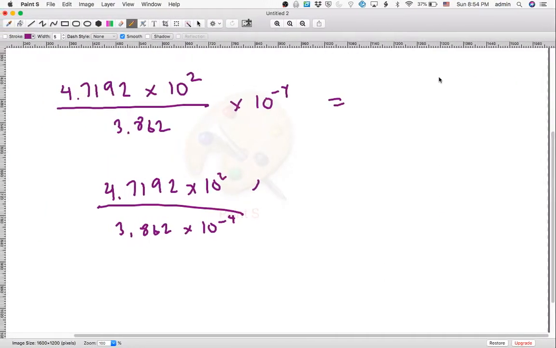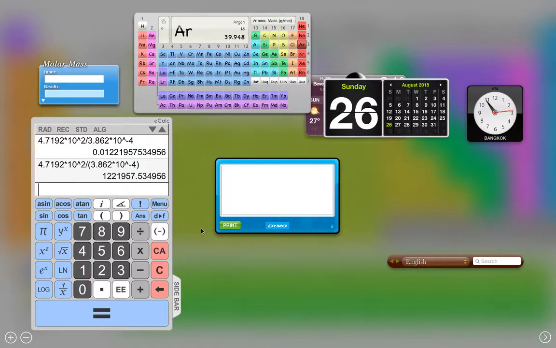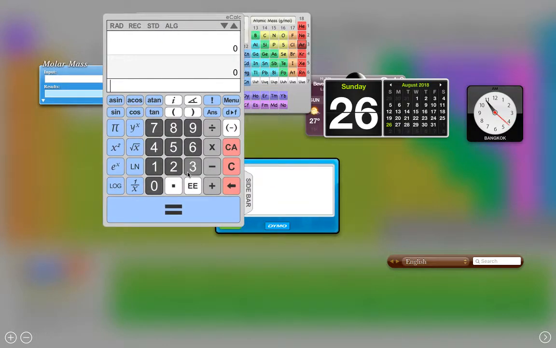So there is a better way to use your calculator. You need to use this button. This might be covered by the captions, so let me move this up here. You need to use this button. You see this EE button? That's what you have to use. Let me show you how to do that.